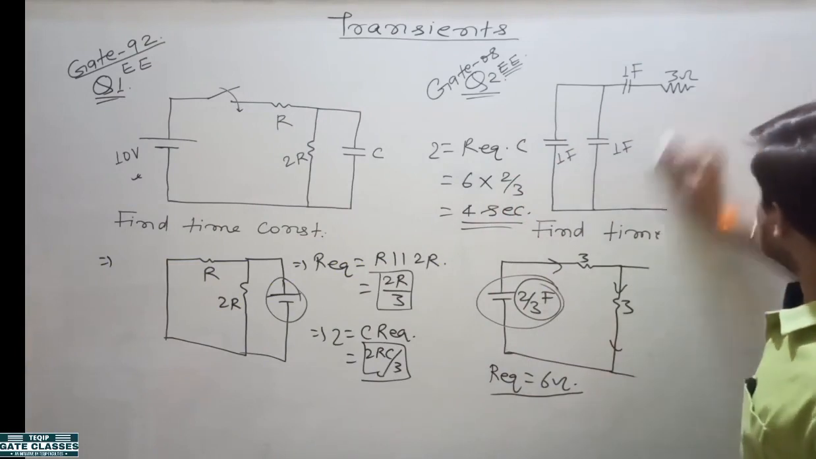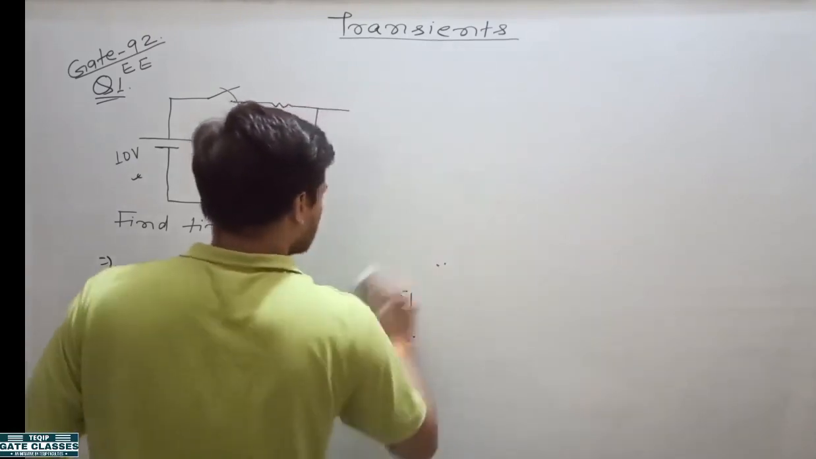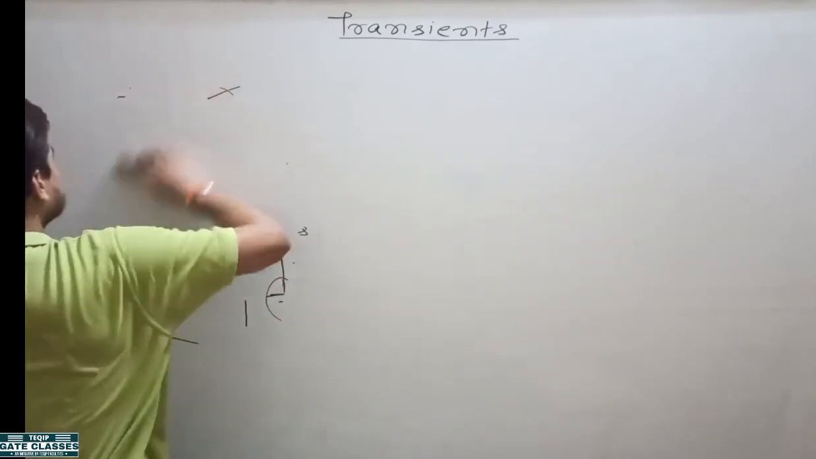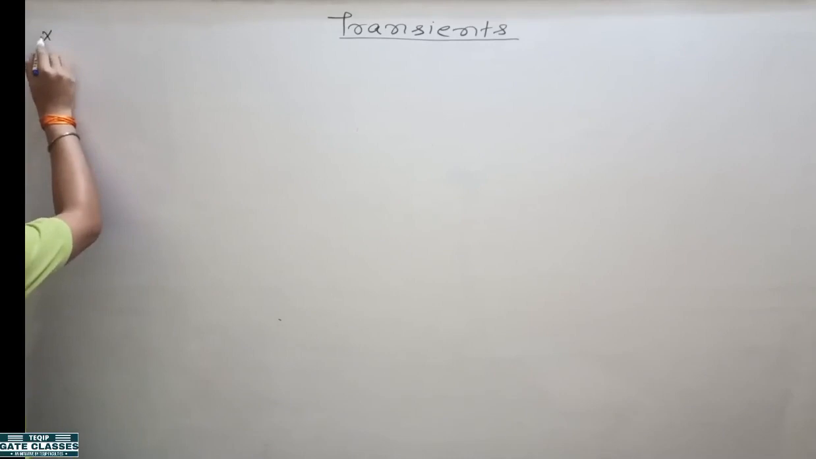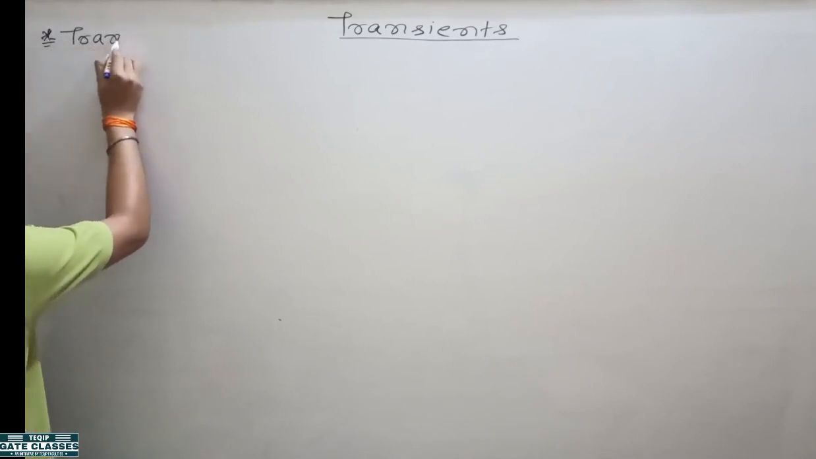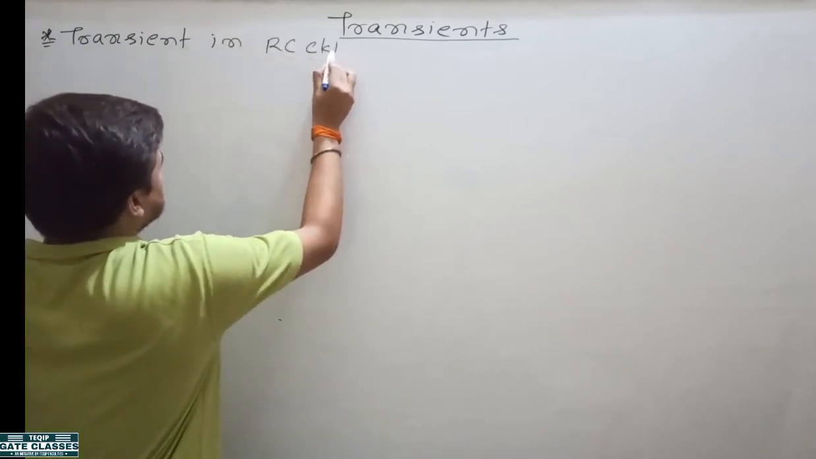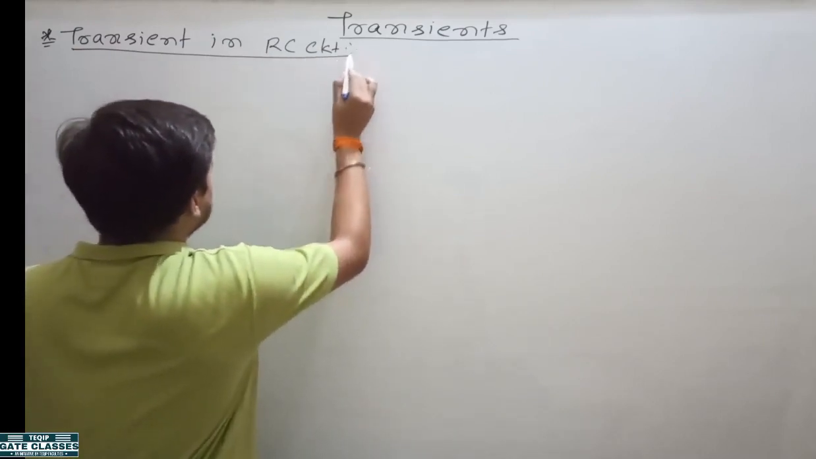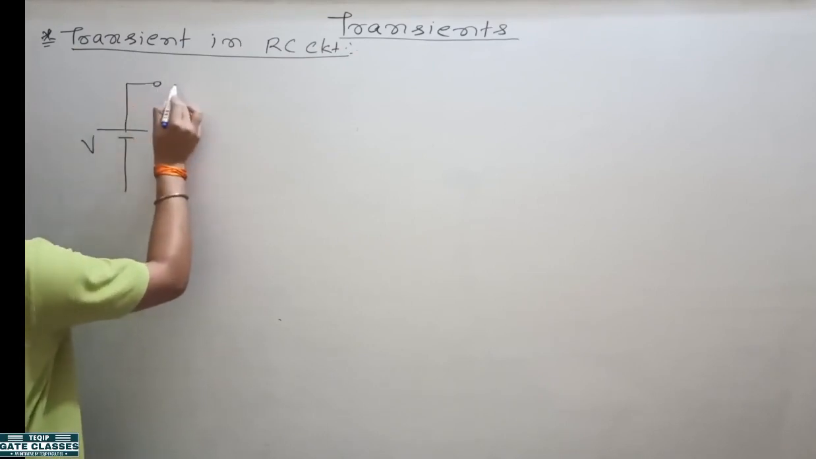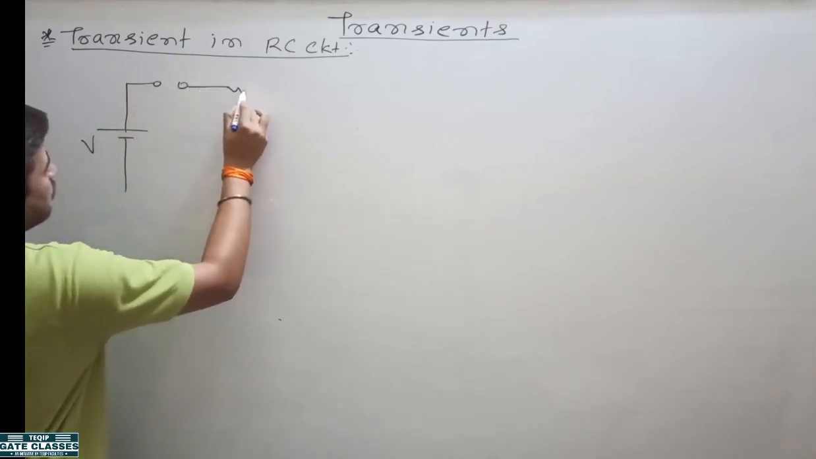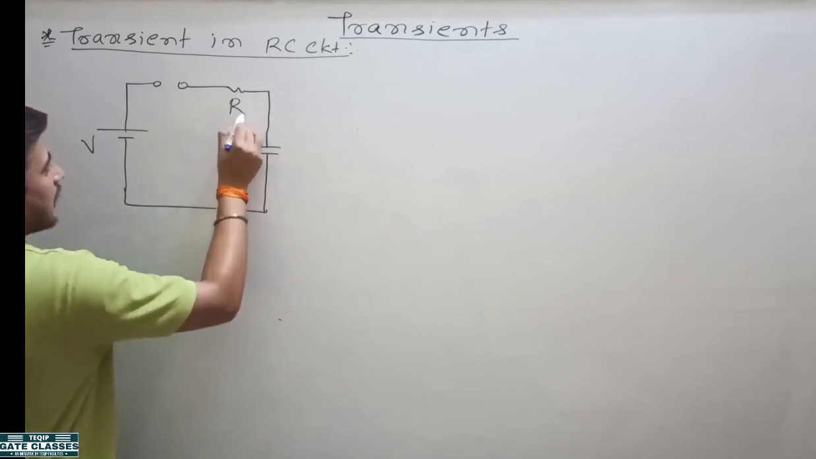Clear? Now let us discuss about RC circuit. Transient response in RC circuit. Transient in series RC circuit. So now we are having a circuit. We are having a voltage source. Again we will take a switch. We are having resistor. We are having a capacitor. This is the series RC circuit.